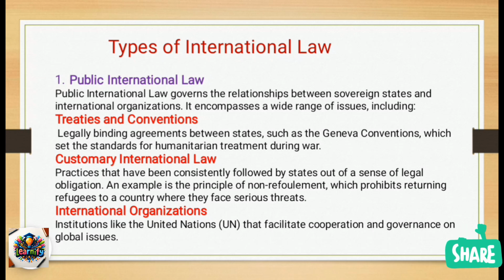Types of international law. So here we have a few types of international law. Public international law. Public international law governs the relationship between sovereign states and international organizations. It encompasses a wide range of issues including treaties and conventions, legally binding agreements between states such as the Geneva Conventions, which set the standards for humanitarian treatment during war.